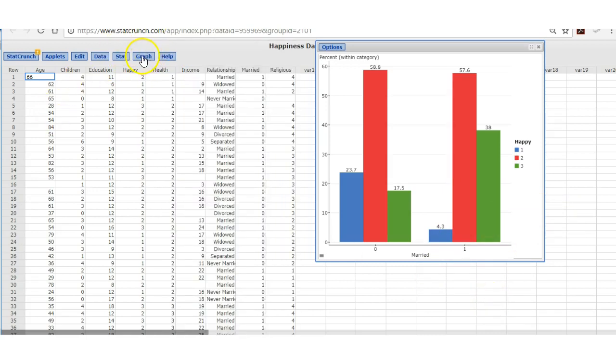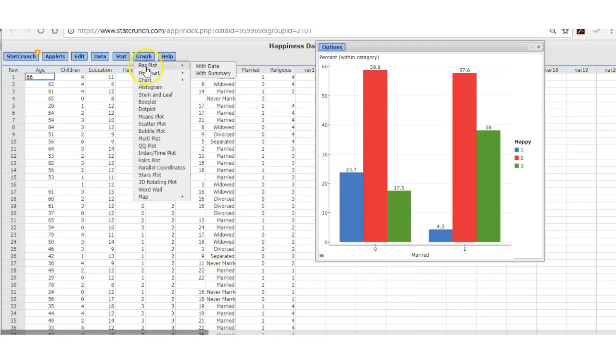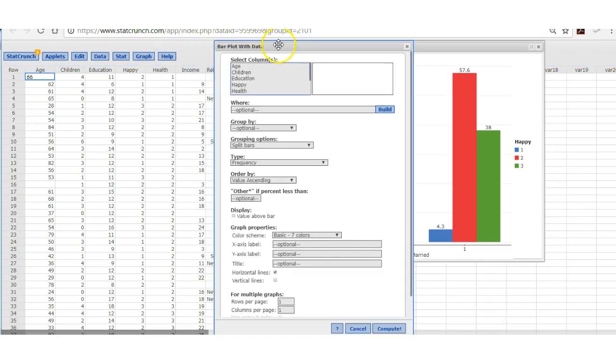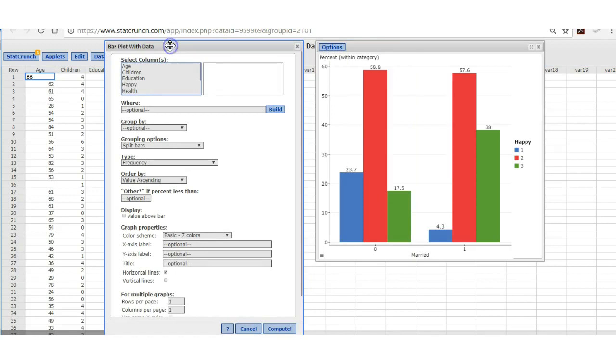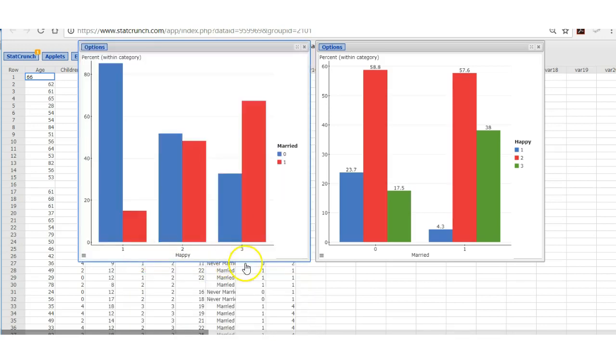Now we could also do this going the other direction. So if we're still trying to compare married and happy, we could start with happy as our column that we're selecting, and then we could group by the married variable. And again, I'm going to have it do the percent within the category. This gives us a different way to look at this same data.